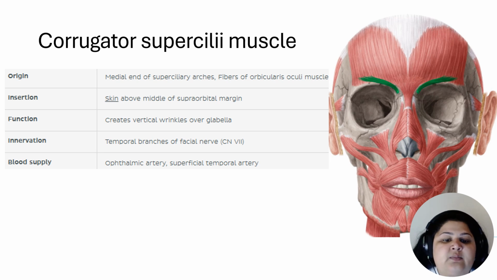Corrugator supercilii muscle. Origin: medial end of superciliary arches, fibers of orbicularis oculi muscle. So, right here where you have your eyebrows. Skin above middle of supraorbital margin is the insertion. Function: creates vertical wrinkles over glabella. So this is your glabella. It creates vertical wrinkles, like that. Innervation: temporal branch of the facial nerve, CN7. Blood supply: ophthalmic artery, superficial temporal artery.